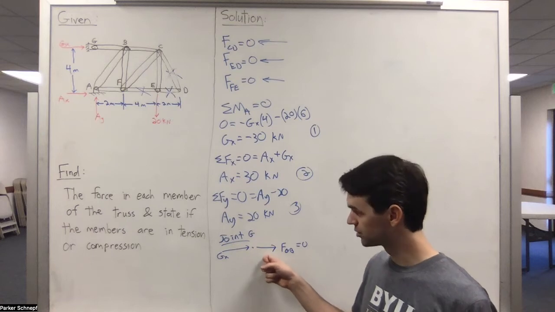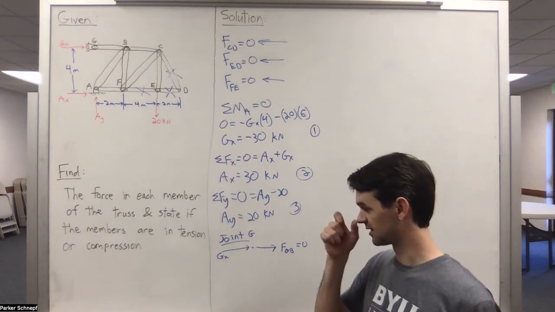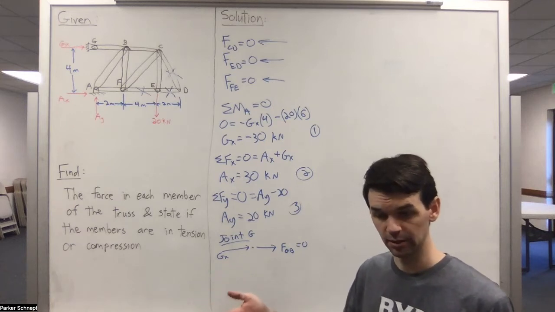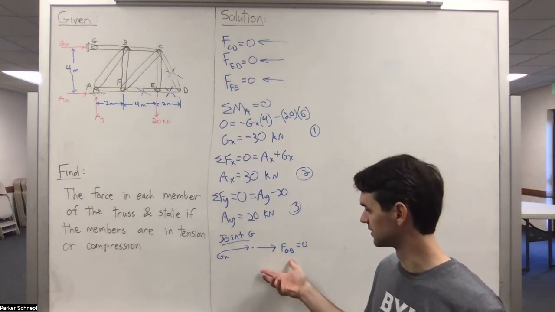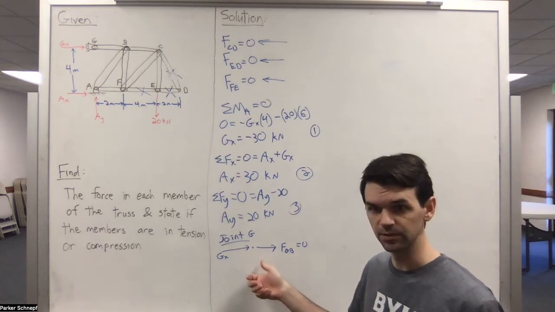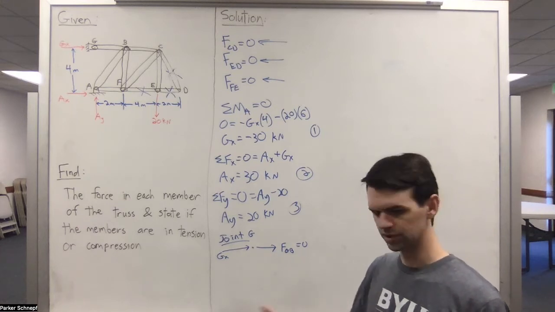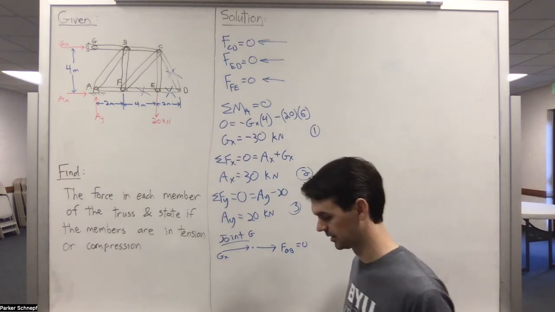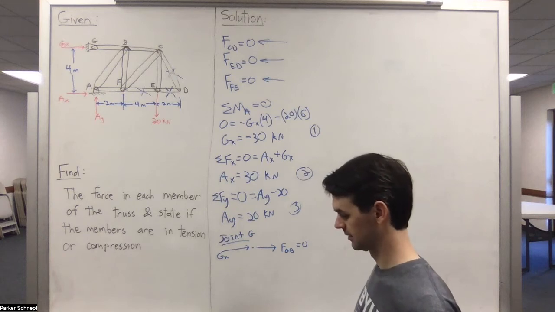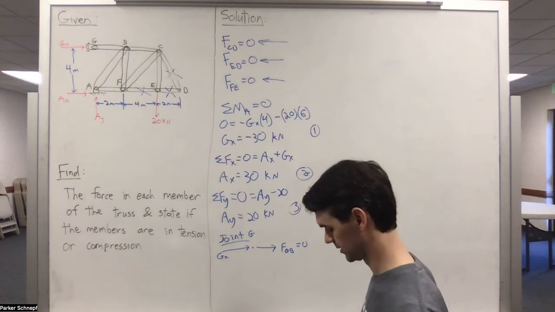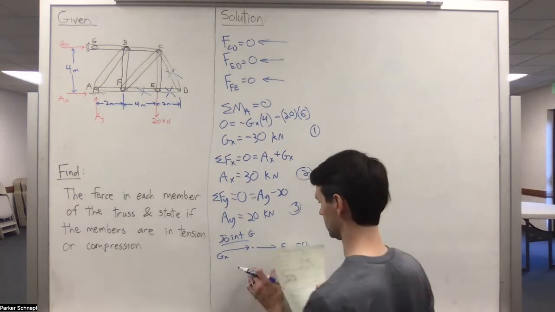And if I just always draw it in tension, then that means a positive answer means it's in tension, a negative answer means it's going to be in compression. But I don't have to get confused by which direction I should be drawing arrows. I'm just always going to draw them in tension and let the signs of my answers tell me if it's in tension or compression. So we get this.